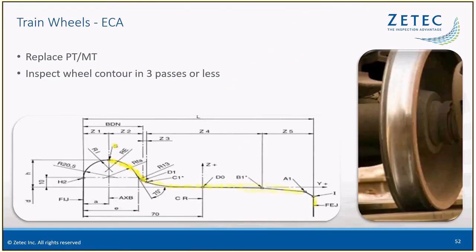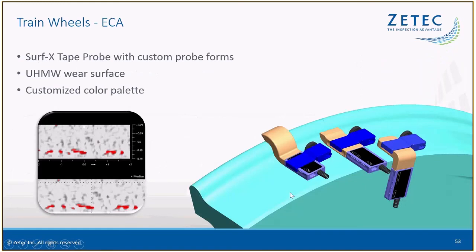In this one, it's a train wheel inspection. So you can see there's a train wheel. This is the contour of that train wheel. And the goal here was to try to inspect this in 3 passes or less. And so you have all this geometry that you need to deal with. To solve this, there were some custom forms applied to the printed circuit tape probes. These forms are specifically molded to match the contours in these 3 geometry areas. And then with these 3 passes, you're able to get the full coverage of this entire train wheel.